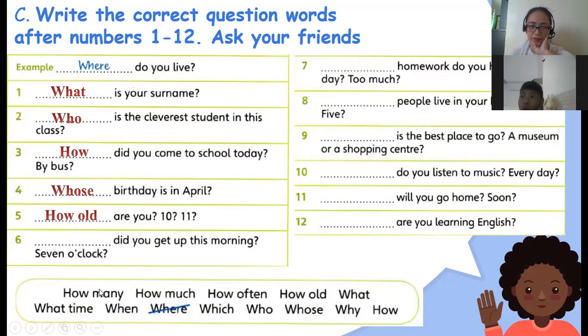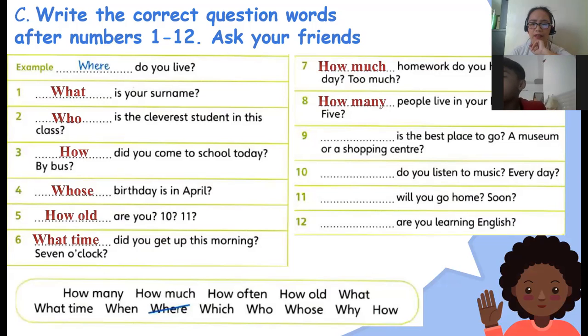Number 6. Why did you get up this? No, that's wrong. What time did you wake up this morning? Did you get up this morning? 7. How much? More. How many people? Can you read it completely, baby? Okay. How many people live in your house? 4 or 5. Okay, 9.